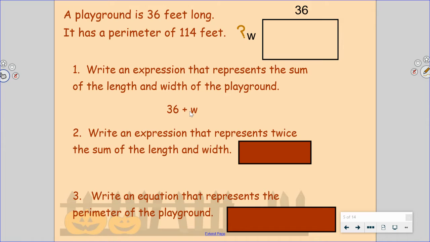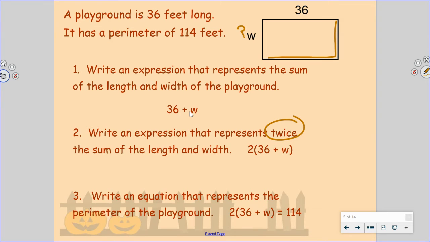Now, write an expression that represents twice. After all, we have another 36 and W, so that would be 2 groups of 36 and W. Now we can write that and turn that into an equation, and you can see where we could use the distributive property to solve equations.